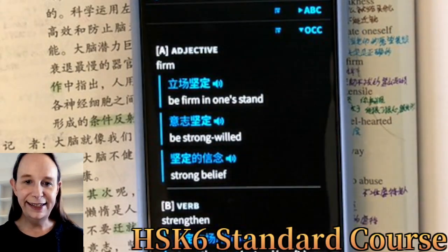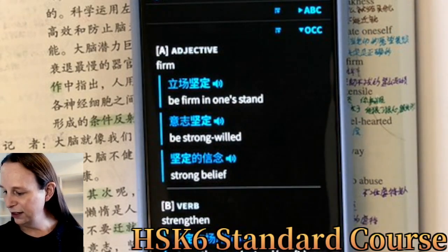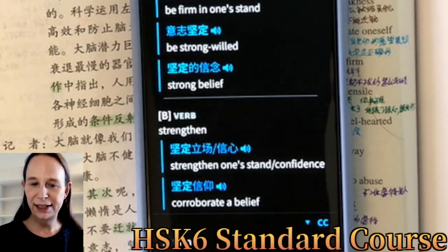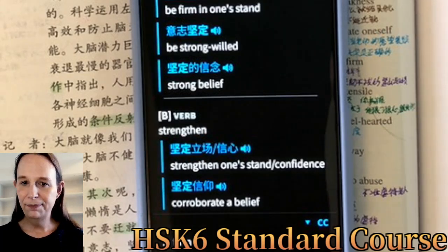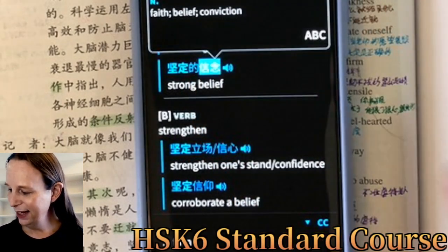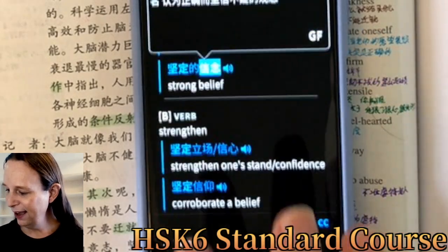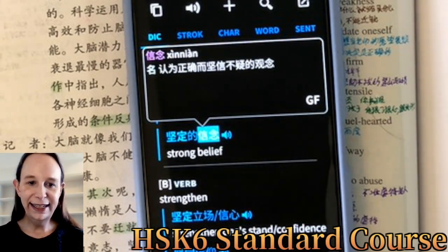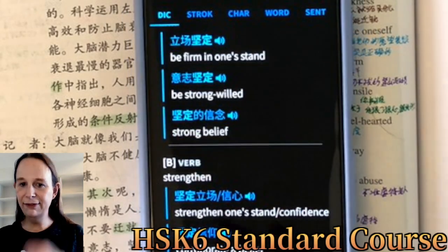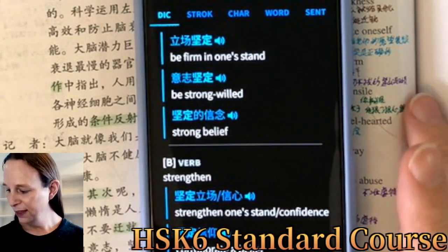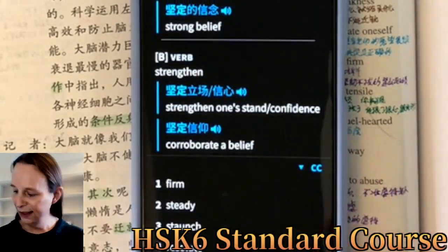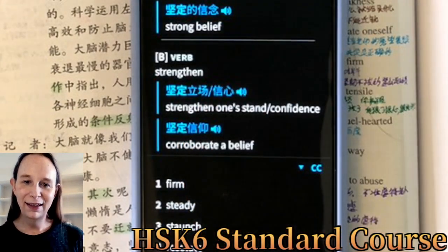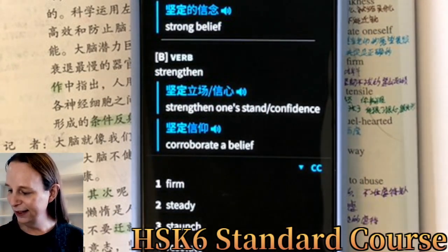立场坚定, 立场 your standpoint. 意志坚定, 坚定的信念. 信念 here is a belief. Not necessarily a religious belief, just a belief. Belief, faith. 认为正确而坚信不疑的观念. Not necessarily a religious belief, but it could be a religious belief. 坚定立场, 坚定信心. Okay, so this is a verb. So strengthen one's confidence.